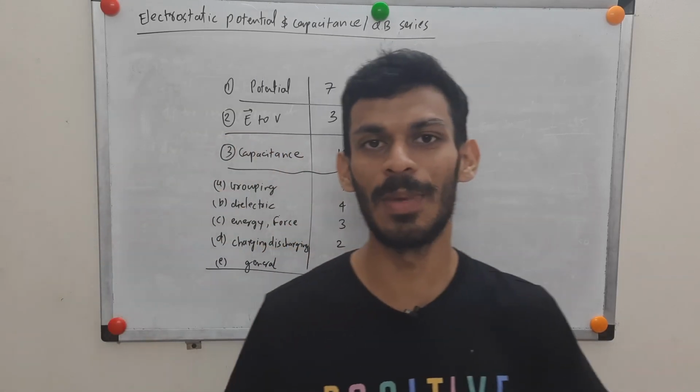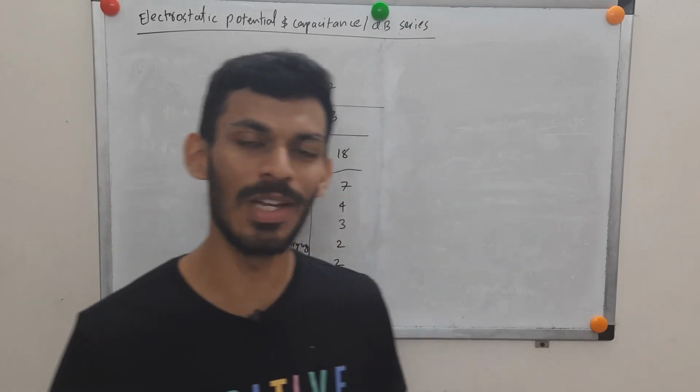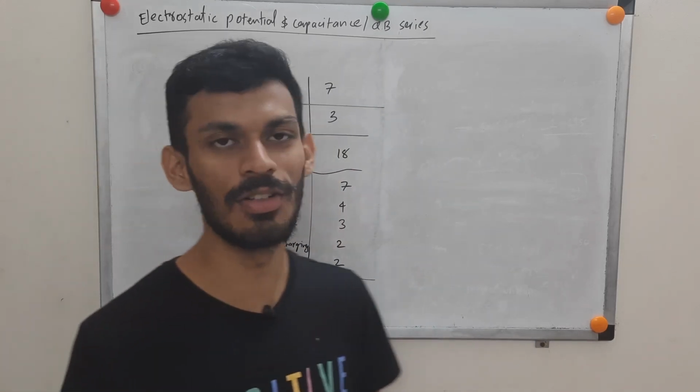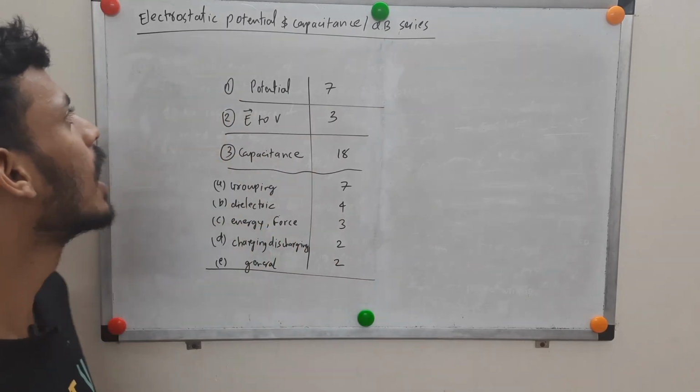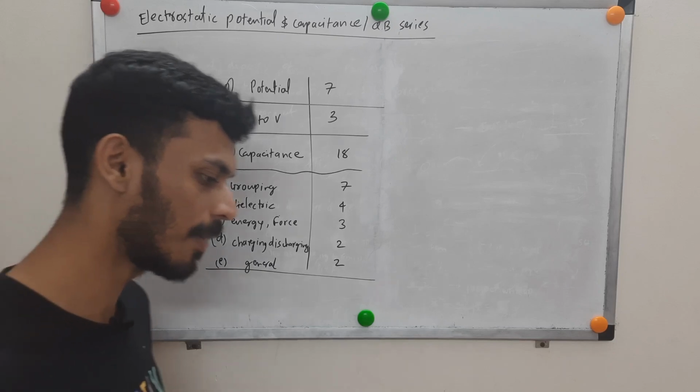This is the question bank series wherein we are getting 10 questions stronger in every chapter for BITSAT 2025. Today we are discussing the chapter of electrostatic potential and capacitance.